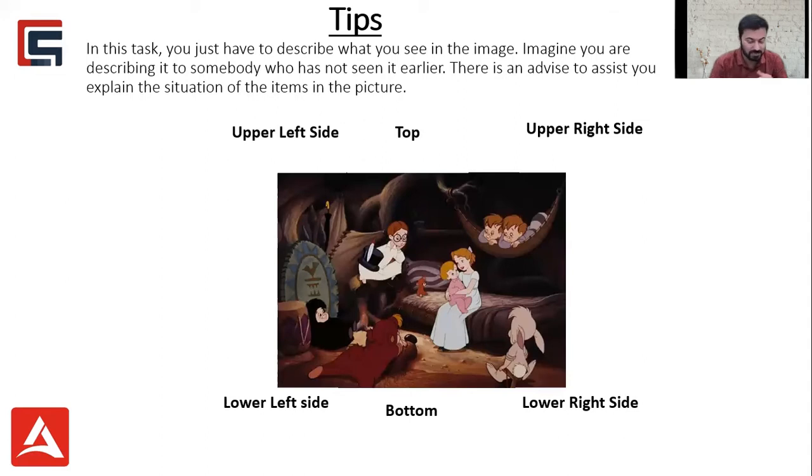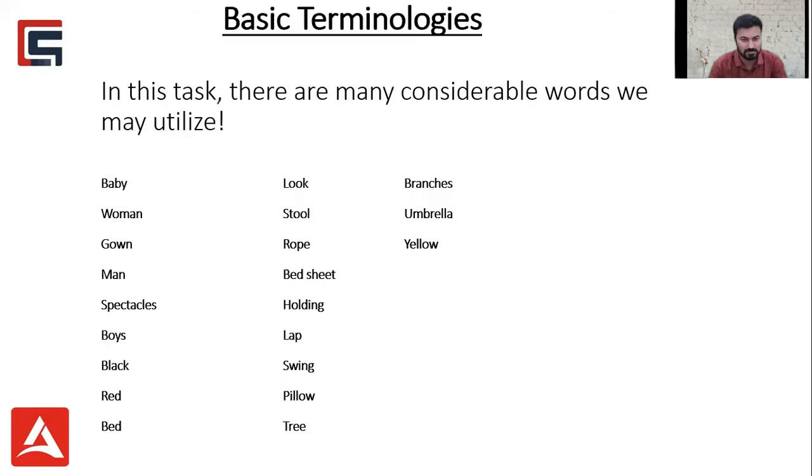So, let me take you through some keywords that I have personally listed out for this particular image. If you notice and if you recall, there are babies, there's a woman wearing a gown, there's a man on the left side wearing spectacles, there are a few other babies, one in a black dress, there's one more in red, there's a bed, and they are looking towards each other.